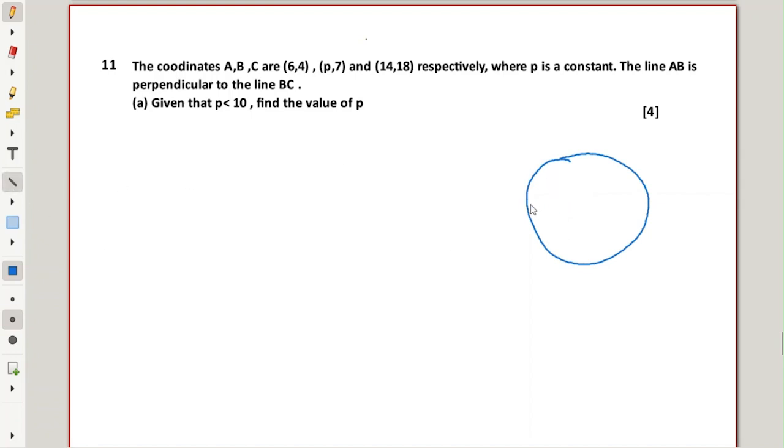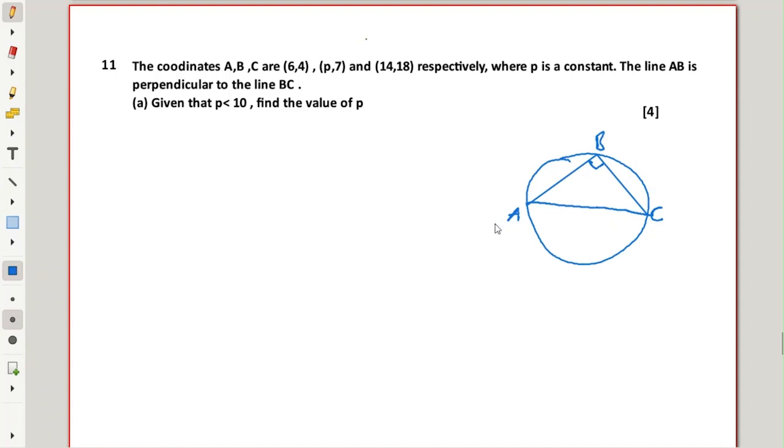Now, there's point A, let's say point A is here, let's say point B is here, and point C. Now, they say that AB is perpendicular to BC. That means AB and BC meet at 90 degrees. And we know that there's a theorem that says that the diameter makes an angle of 90 degrees at the circumference. That's angle in a semicircle.